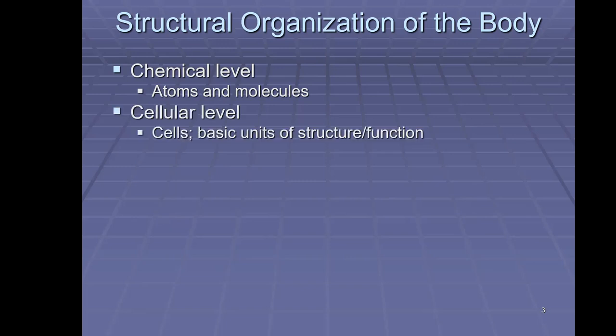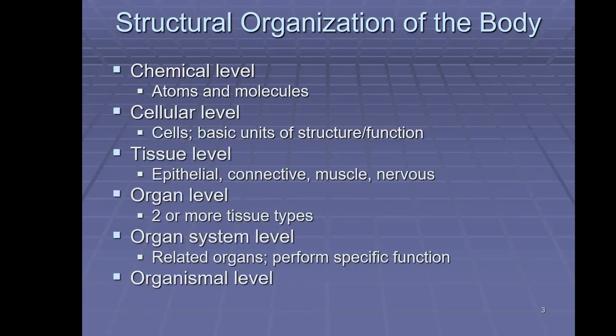So the human body is very organized, and it's broken down into these levels of organization. Starting at the smallest level, we have the chemical level. That would be atoms and molecules that get together. Those atoms and molecules get together to form cells, and we call that the cellular level. Cells are the basic units of structure and function. The next lecture after this one will be on cytology, which is the study of cells.